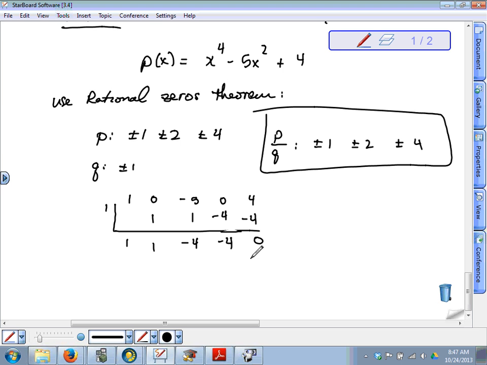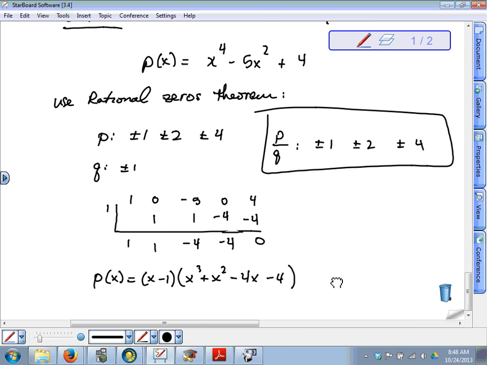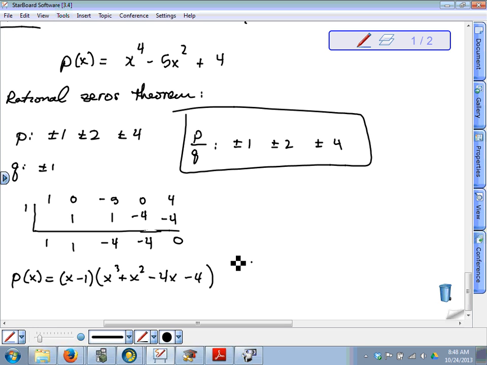Again, instead of going right back to the original polynomial, factor it, or at least partially factor. You now know that one of the factors is x minus 1. The smaller factor is x to the third plus x squared minus 4x minus 4. So now continue on.